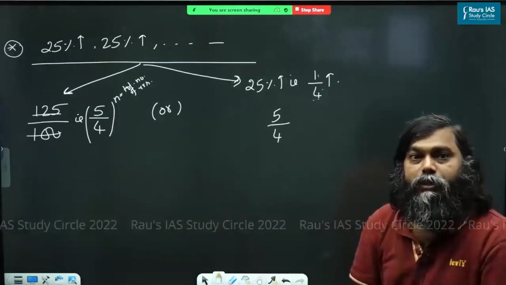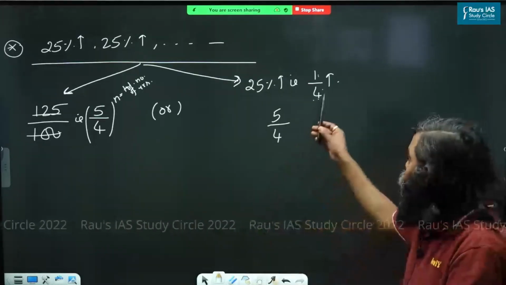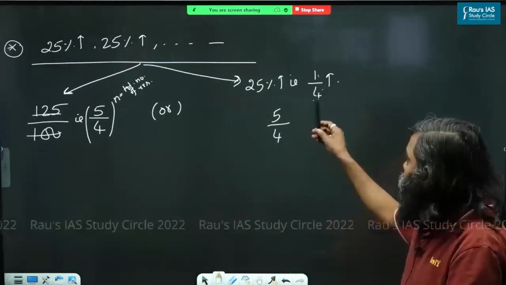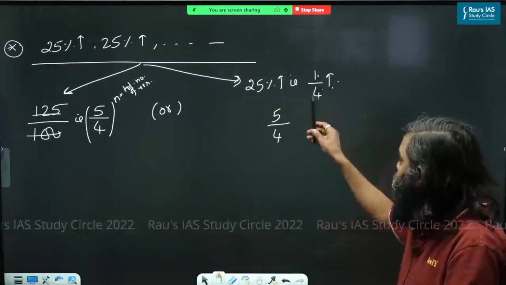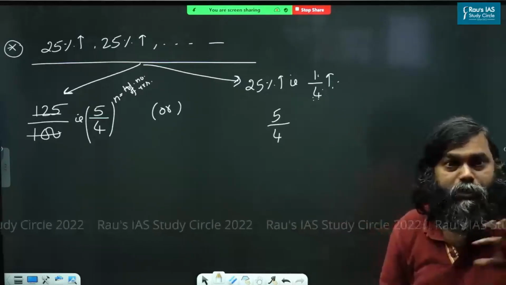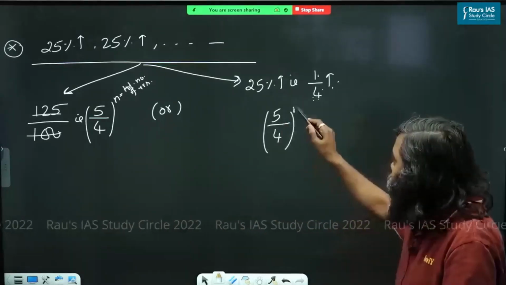All are understood or not understood? If my original is 4, after 1 year, added by 1, it becomes 5 rupees. Are you understood? Raise the power how many? Are you understood this?